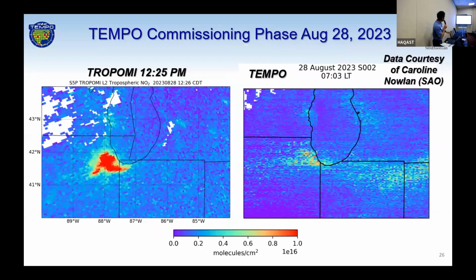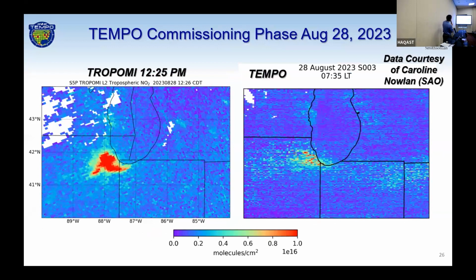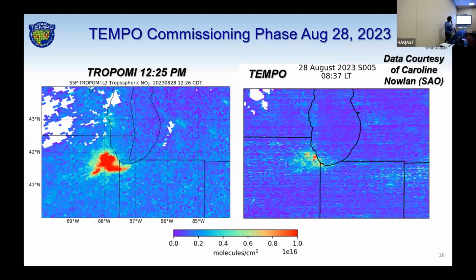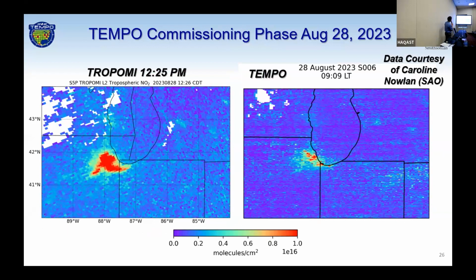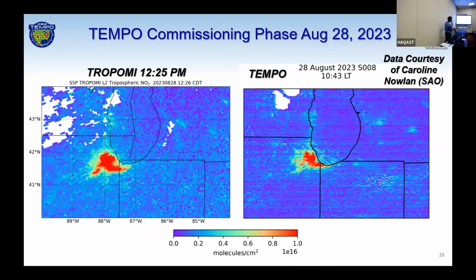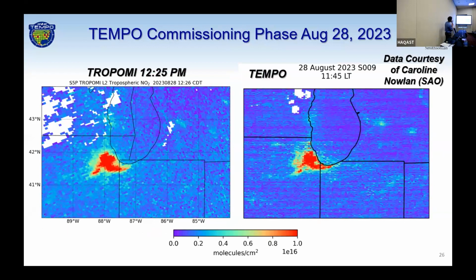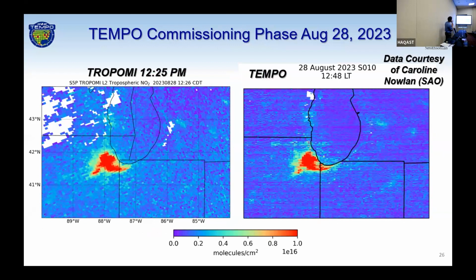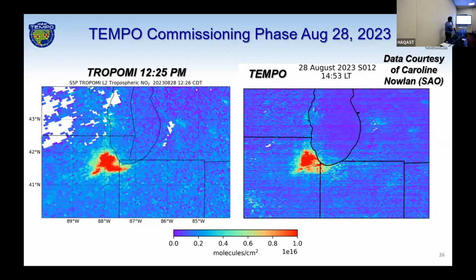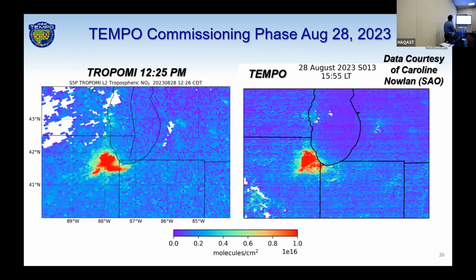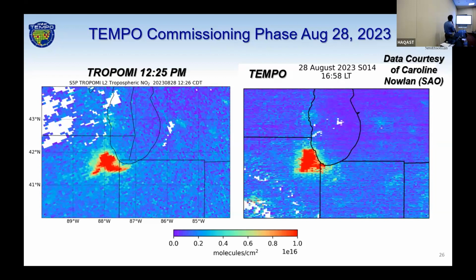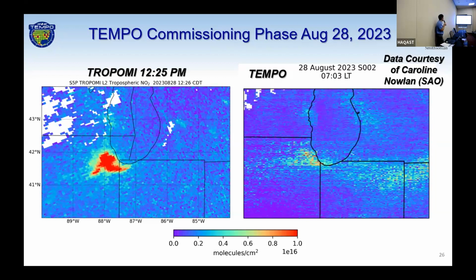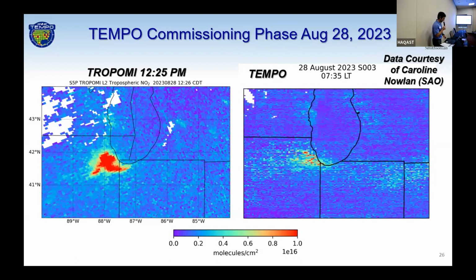And I'll kind of end here. I'm talking too much. But here's a zoom in to Chicago, brand new data here too, looking at TROPOMI versus our hourly daytime NO2 data from TEMPO. And again, right when we had that comparison at approximately 12:20 in the afternoon, you can see that both TROPOMI and TEMPO pick up on this major NO2 enhancement from the major Chicago metro area.